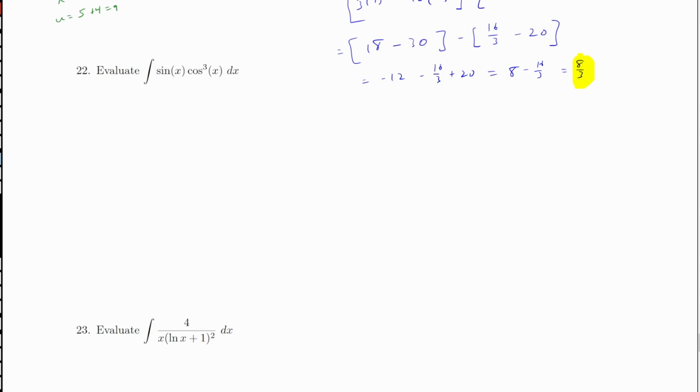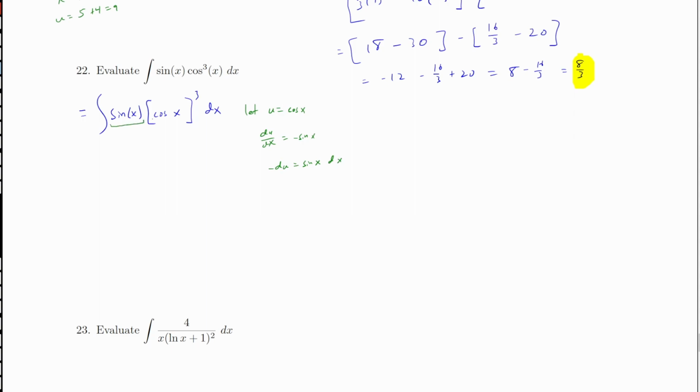All right, problem 22. Evaluate the integral of sine x times cosine cubed x dx. What I'm going to do to begin with is to write out this cosine cubed as cosine x, which is then cubed, because then it seems very clear that I have an inside and an outside function. Since I'm integrating, I want to let u equal the inside function. So let's let u equal cosine x. Okay, so then du dx is negative sine x. So negative du is sine x dx.